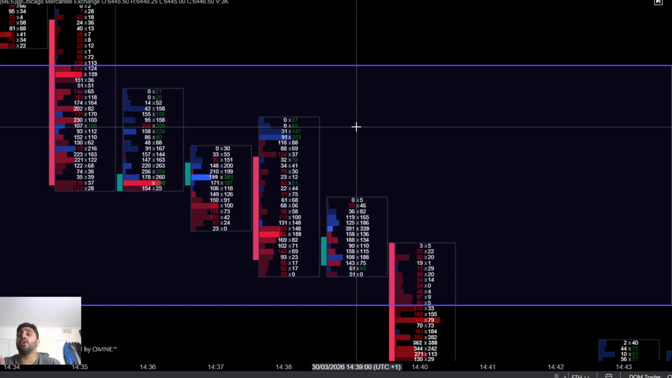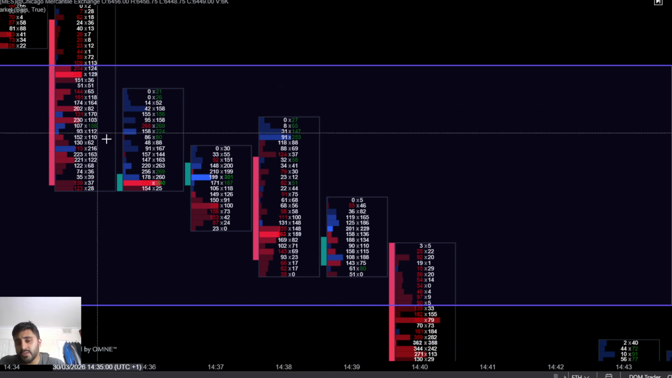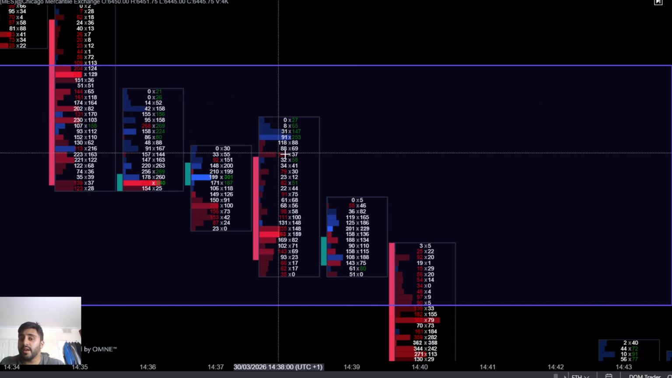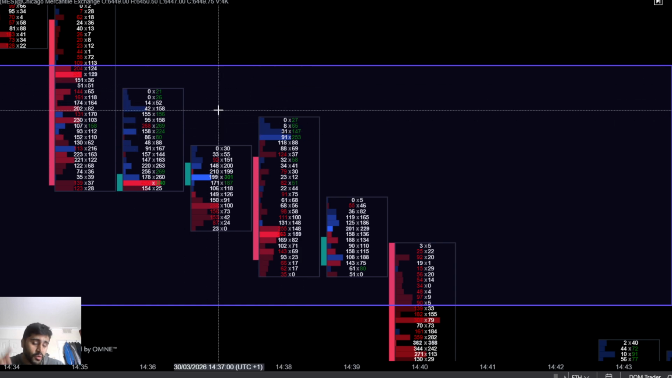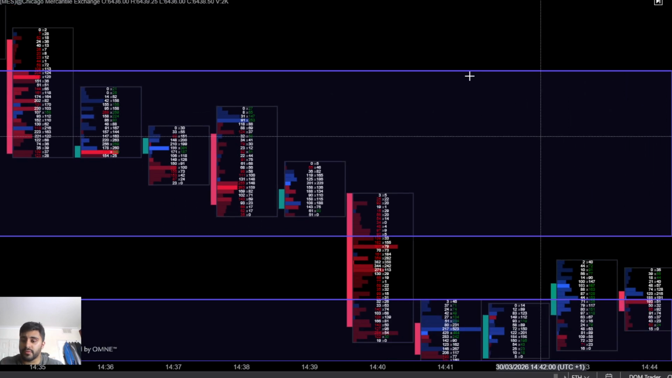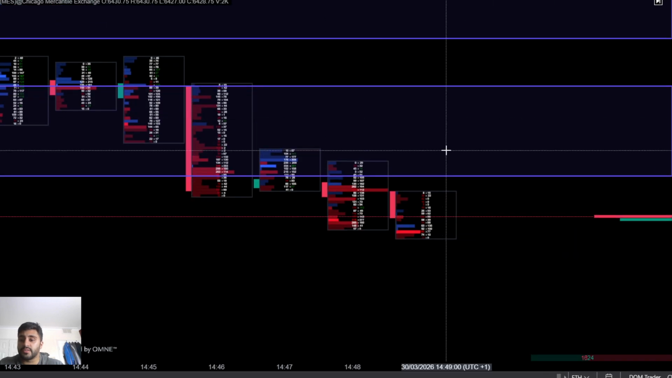So proof. PROOF stands for price rejecting of opposing flow, right? Price rejecting of opposing flow. That's PROOF. So what we're seeing is opposing flow, in this case buyers being rejected, right? So it's the rejection of the opposing flow. Just remember that: proof. That's the proof that the market gives you.